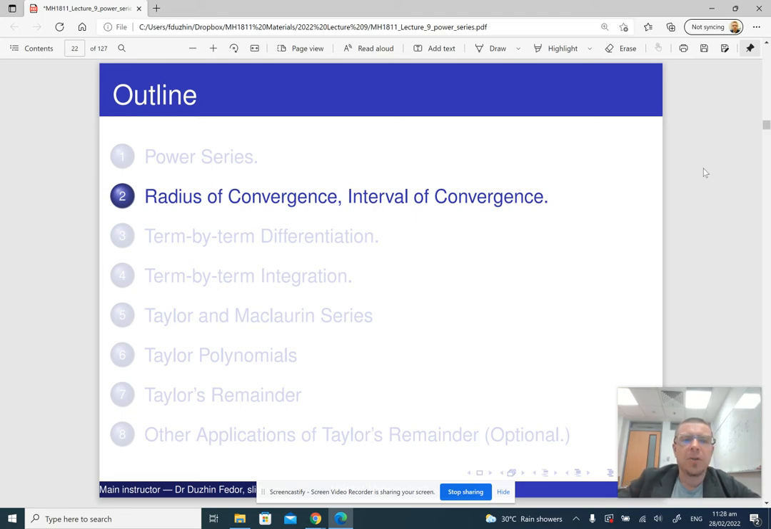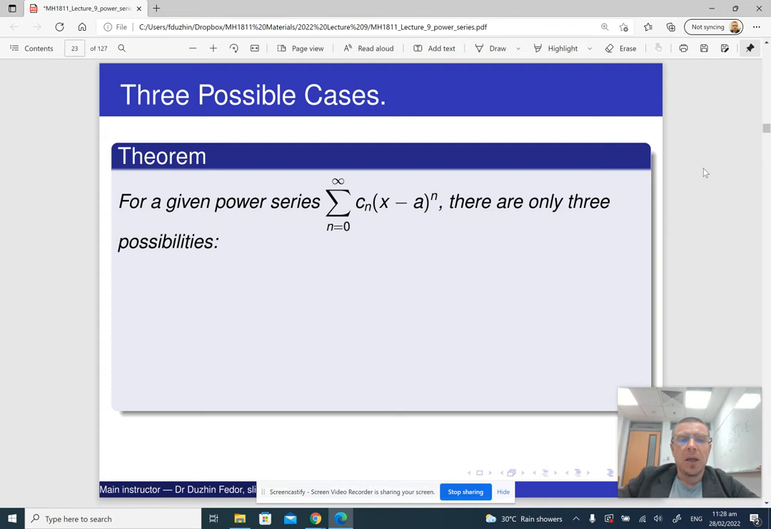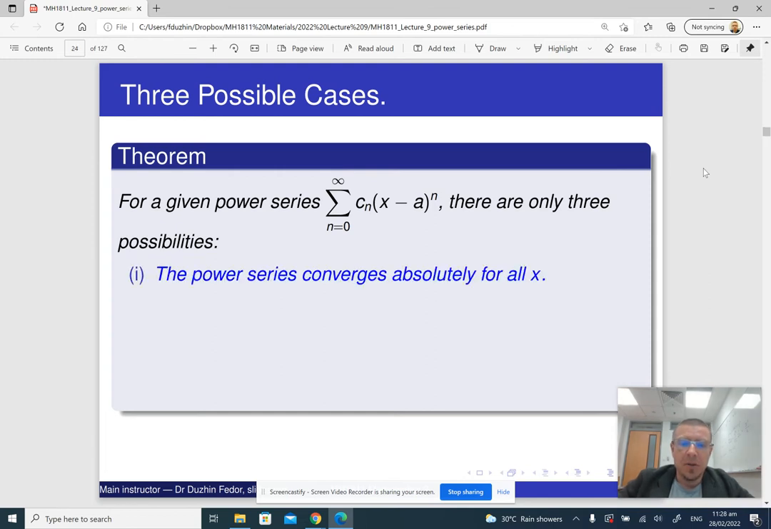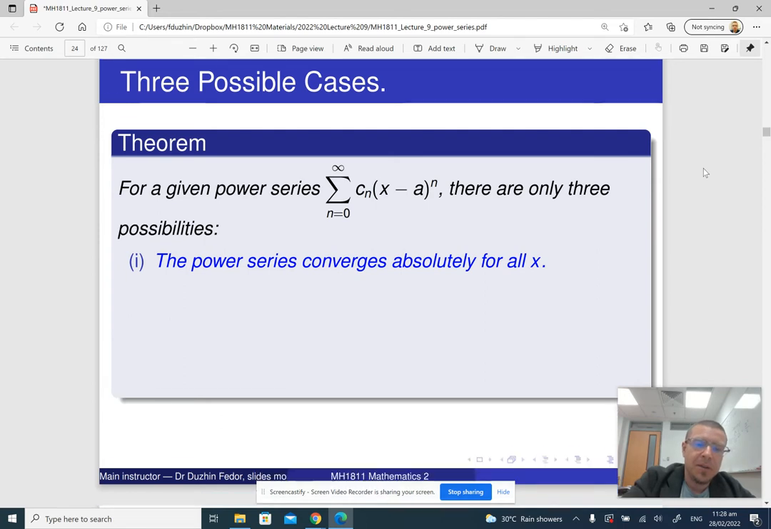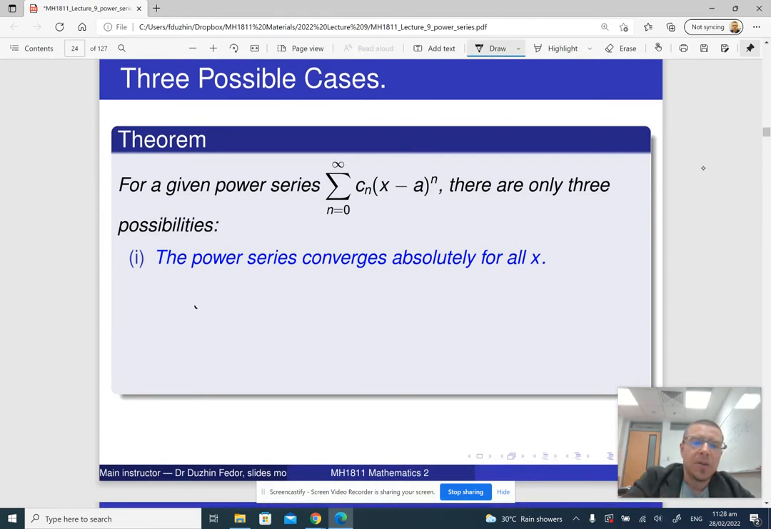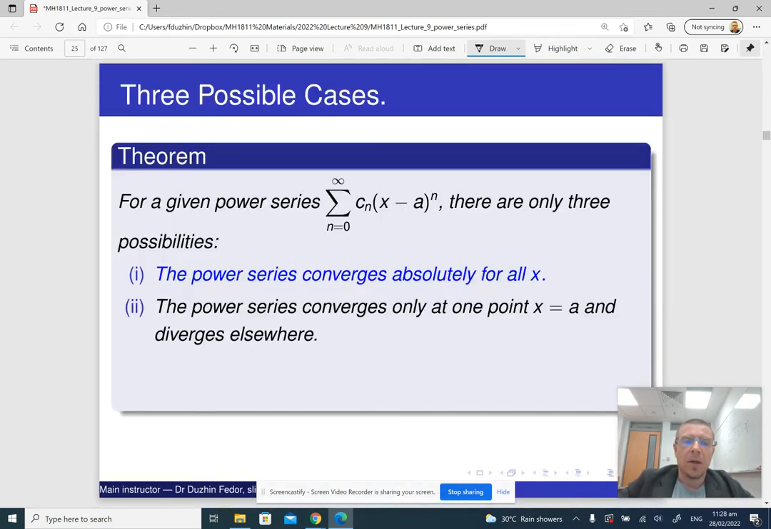In the next part, we are going to talk about the radius of convergence and the interval of convergence. The main theorem here is that if you have a power series, then essentially there are just three possibilities. Possibility number one is that the power series converges absolutely for all values of x. So in this case, the domain is the whole real line. Okay.